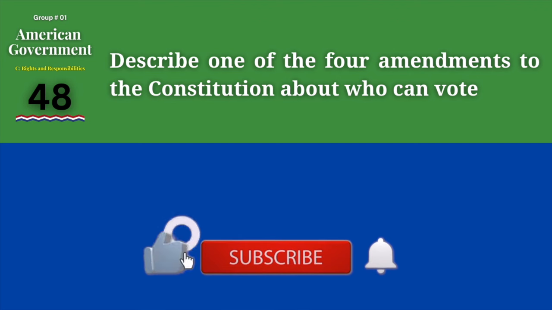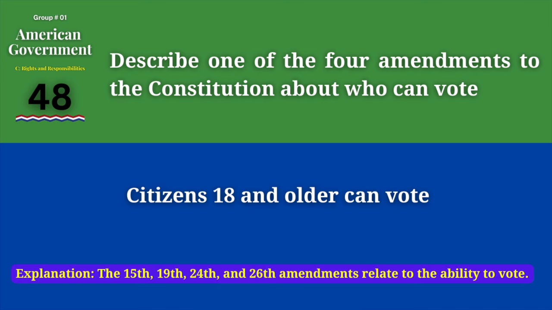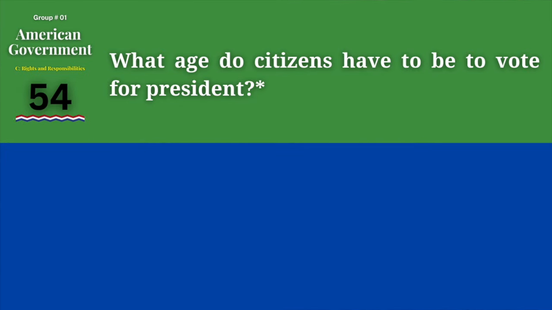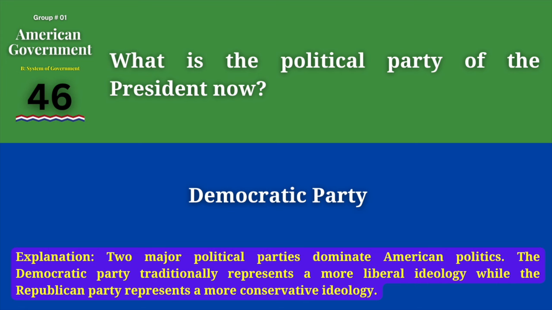Describe one of the four amendments to the Constitution about who can vote. Citizens 18 and older can vote. What age do citizens have to be to vote for president? 18 and older. What is the political party of the president now? Democratic Party.